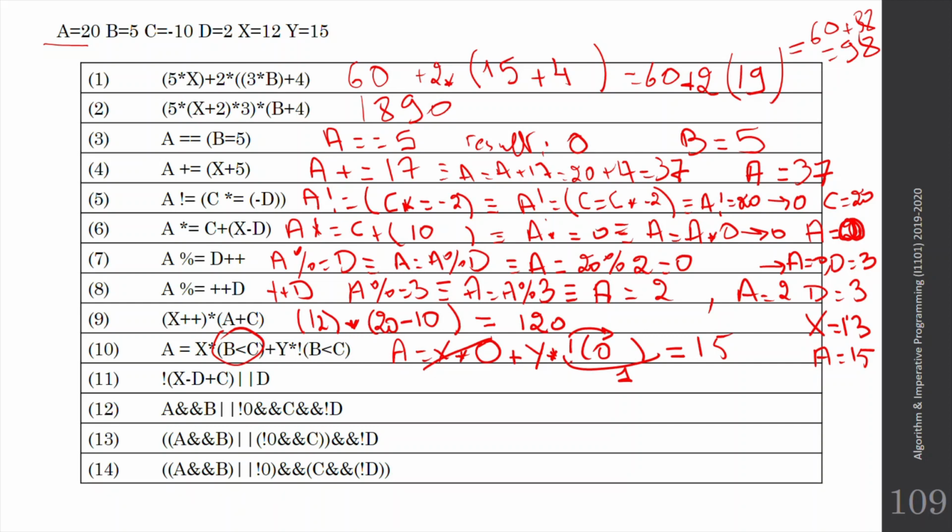11. not (x minus d plus c) or d. Again, we have the not, the unary operators, and we have the or, which is a comparison, which is in the lowest part of the table. So first we'll evaluate what's inside the bracket. In x, we have 12. 12 minus d, 12 minus 2 equal 10. 10 plus minus 10, so we have here 0. 0 or d, which is equal to 2. So not 0, not false, it means true. 1 or 2, true or true, it means it's true.